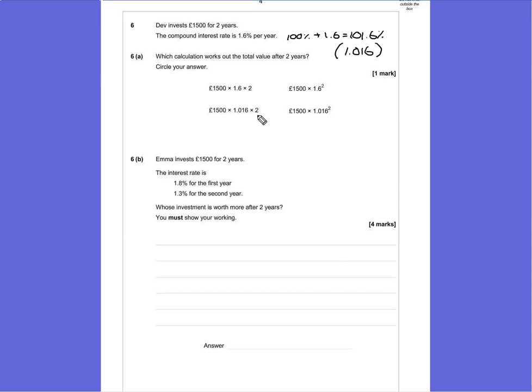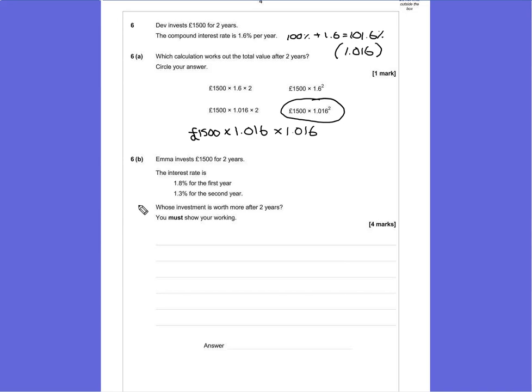Now, of these possible answers, what we're looking for is the one that says I'm going to do the £1,500. We're going to find that 1.6% interest by multiplying by 1.016, and then I'm going to do it again the following year. This is not the same as saying multiplied by 2. What we're doing is multiplying it by 1.016 again. The only way to represent that is using this fourth option here, which says squared, which means this number multiplied again.